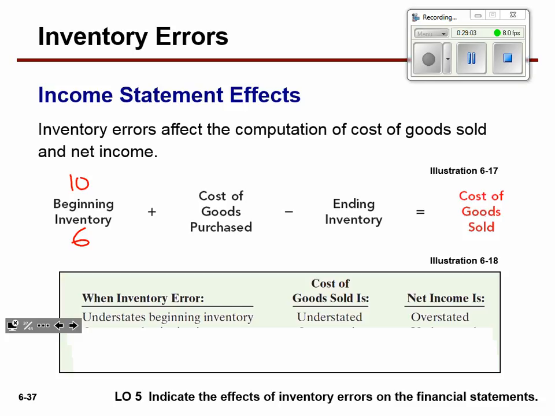I'll say that all again. If beginning inventory should have been 10 and we said it was 6, we're going to have a lower cost of goods sold than we should, and it's going to look like we have more money than we do. If we overstate the beginning, so if we have 10 units there, but we said we had 20, well, then it's going to look like our COGS was way higher than it should have been. And if COGS is higher, then net income is going to be a lot lower.